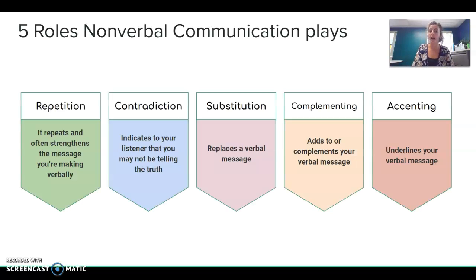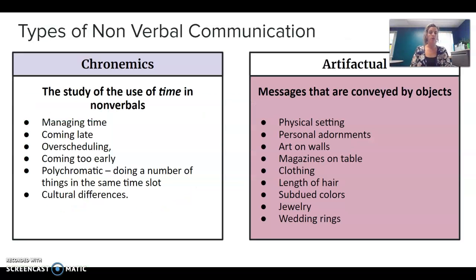So just to recap, you're going to want to know the 5 roles that nonverbal communication plays for the quiz next week. Just remember, it's repetition, contradiction, substitution, complementing, and accenting. You will not need to describe what those are, but you just need to be aware of the 5 roles that they play.